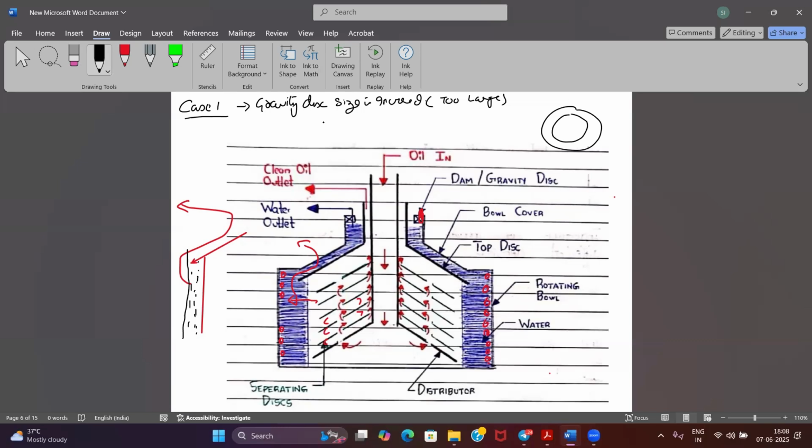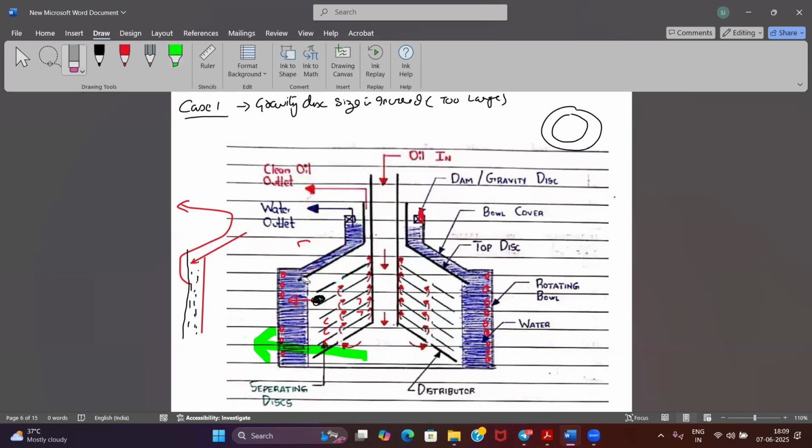So what I was saying: if water is easily getting out of my purifier because I've used a bigger gravity disk, doesn't that mean the interface is also shifting outward, going towards the periphery? Agreed? So if it is going, don't you think the oil will start overflowing from the water side? Sometimes they ask you, oil is coming from the water side. So one of the reasons could be the gravity disk. Agreed? Okay, so this is case 1.